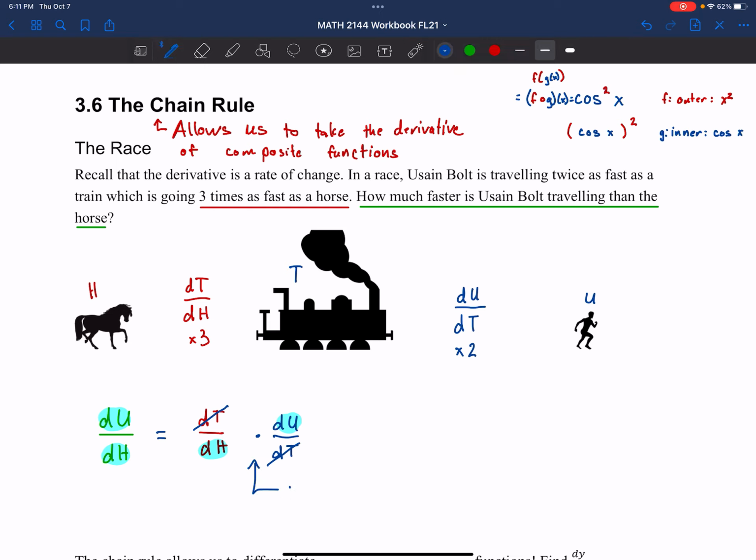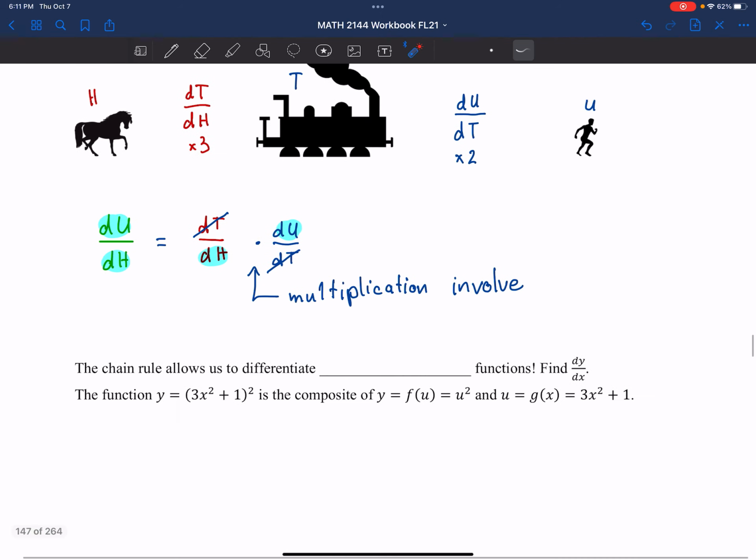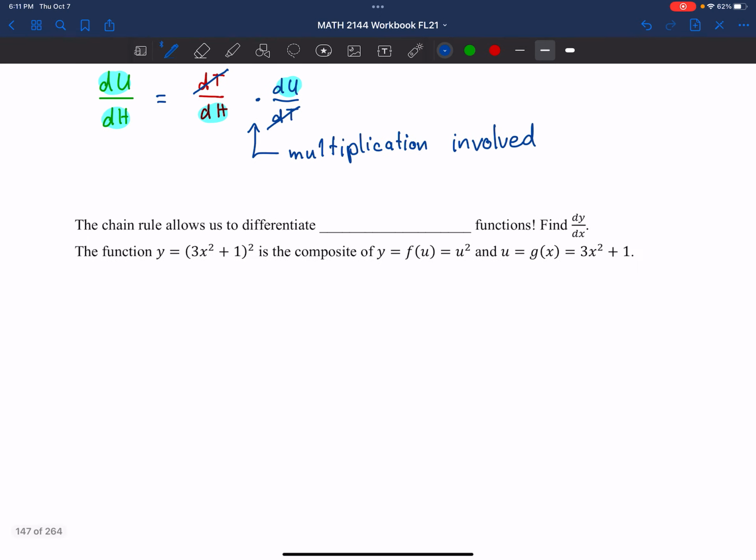there's going to be some sort of multiplication involved in the chain rule. So to figure out what these values are in terms of their functions, let's drop this scenario and just think about this in terms of x and y's. So multiplication is involved. Again, to make it clear, the chain rule allows us to differentiate composite functions.